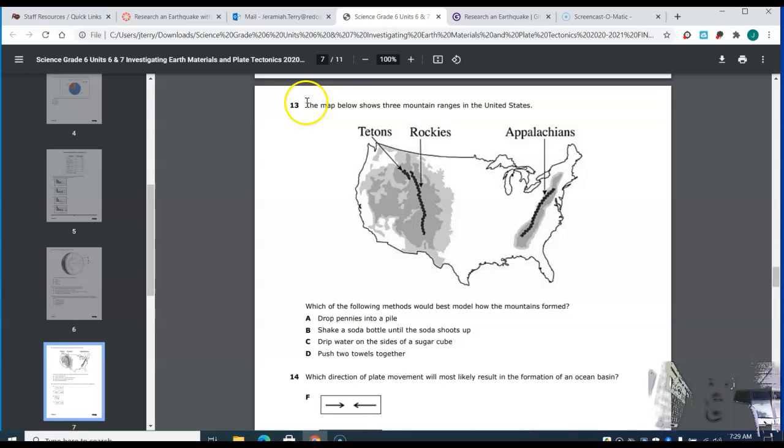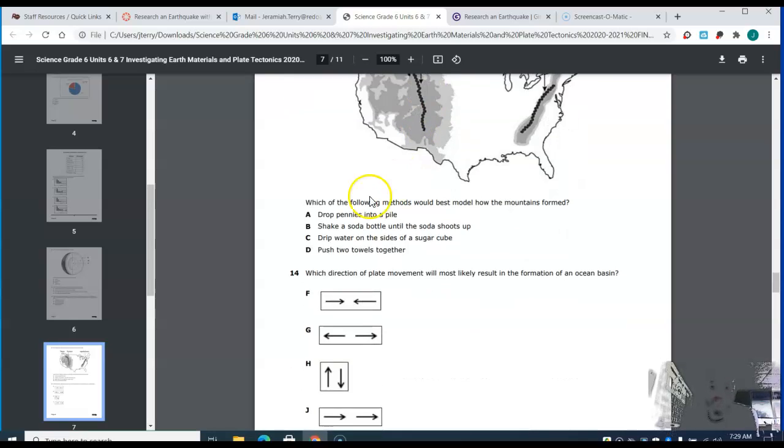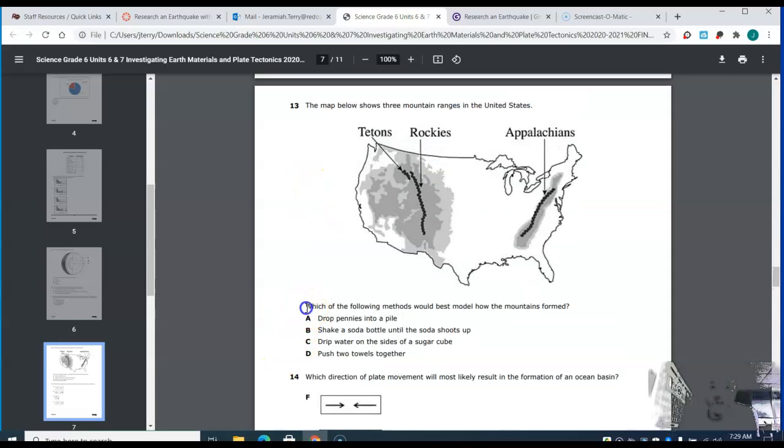Number 13. The map below shows 3 mountain ranges in the United States. We have the Appalachian Mountains, the Rocky Mountains, and the Grand Tetons. Which of the following methods would best model how mountains are formed? Is it A, drop pennies into a pile? B, shake a soda bottle until the soda shoots up? C, drip water on the sides of a sugar cube? Or D, push 2 towels together? How do mountains form? Which would best show that?